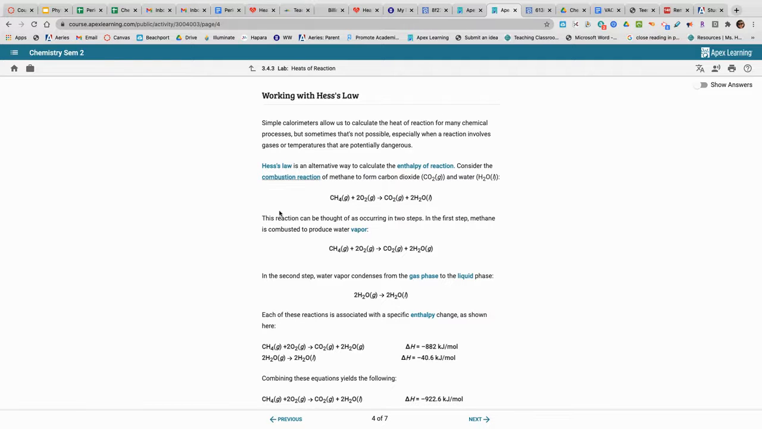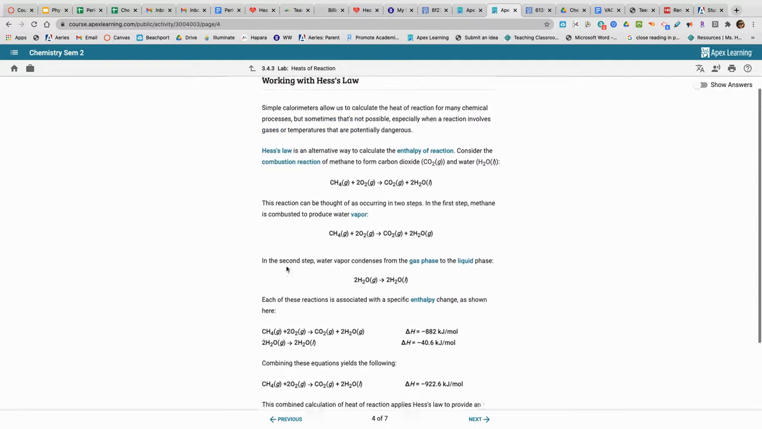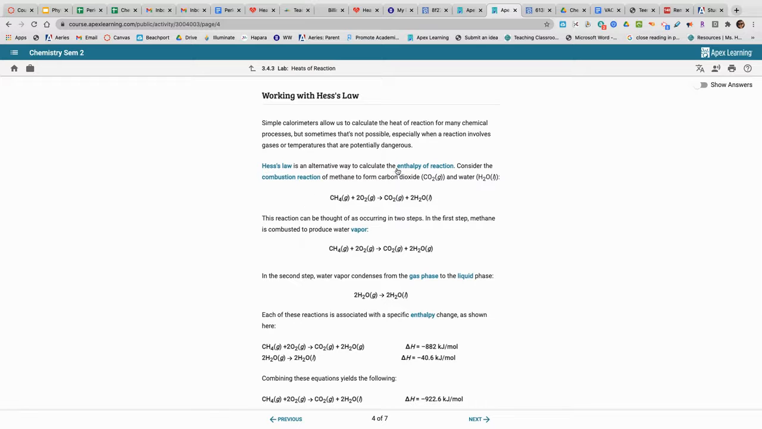Now, this is a really important page. It shows you how to calculate the enthalpy using a new method called Hess's law. Okay, Hess's law is an alternative way to calculate enthalpy reactions. So you'll see you have the reaction of methane plus oxygen. This is like burning methane, gives you carbon dioxide and liquid water.